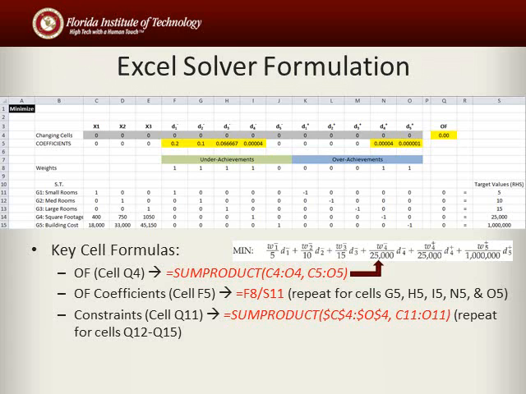Lastly, for the constraint cells, I'm going to give you an example, Q11. The constraint cells are this area here. So this is the left-hand side value of our constraints.